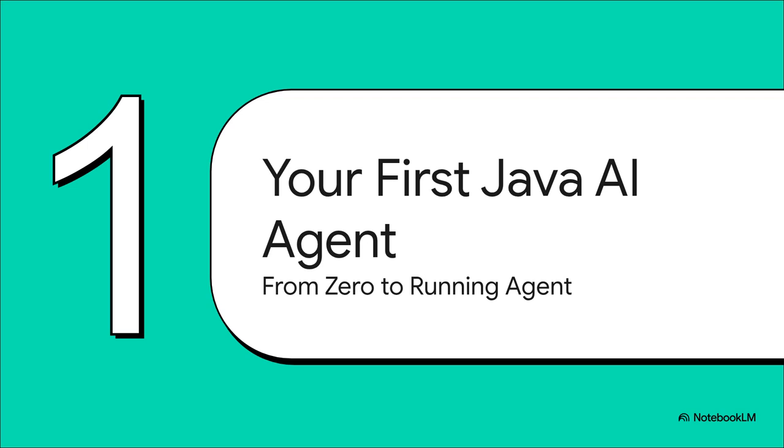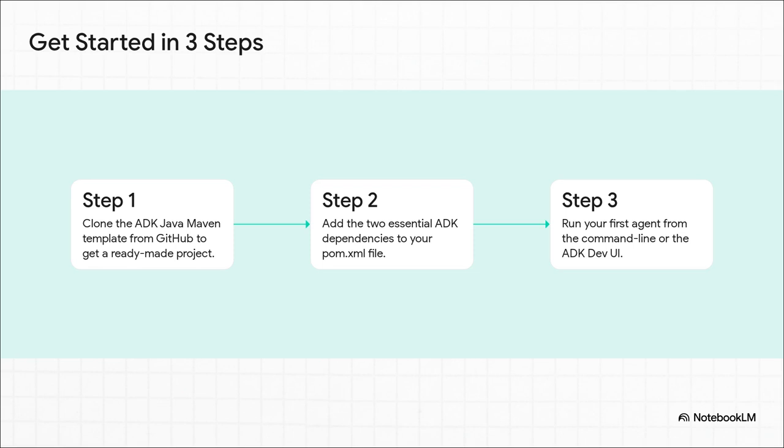One of the best things about the ADK is how fast you can get up and running. There's no crazy learning curve here. We're talking about going from zero to a fully functioning agent using tools that are probably already open on your desktop. It really is as simple as 1, 2, 3. First, you just clone the ADK Java Maven template from GitHub. This is a massive time saver. It gives you a whole project structure right out of the box. Then you add just a couple of dependencies to your POM file, and that's it. You run it. You've got an agent.